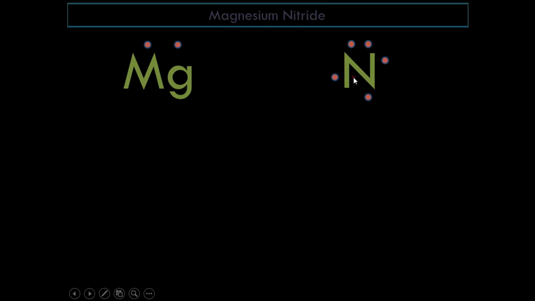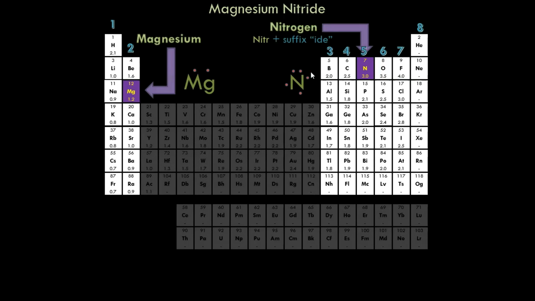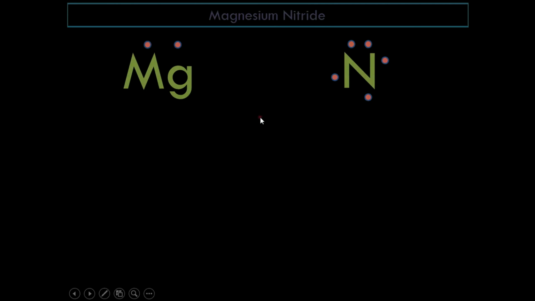Here, nitrogen will take the electrons of magnesium. Why? Because, as you can see here, nitrogen only needs 3 electrons to become like neon. Magnesium, if it gives out its 2 electrons, will become like neon. So the goal of these two is to become like neon, because it's the nearest noble gas. So to become like neon, this is what will happen.